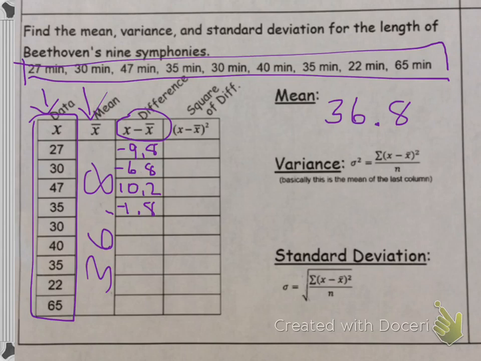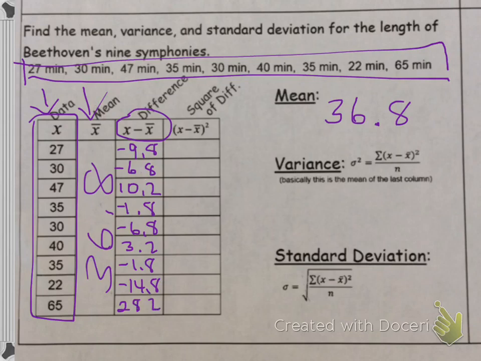So 30 minus 36.8 is a negative 6.8. 40 minus 36.8 is 3.2. 35 minus 36.8 is a negative 1.8. 22 minus 36.8 is a negative 14.8. And 65 minus 36.8 is 28.2.